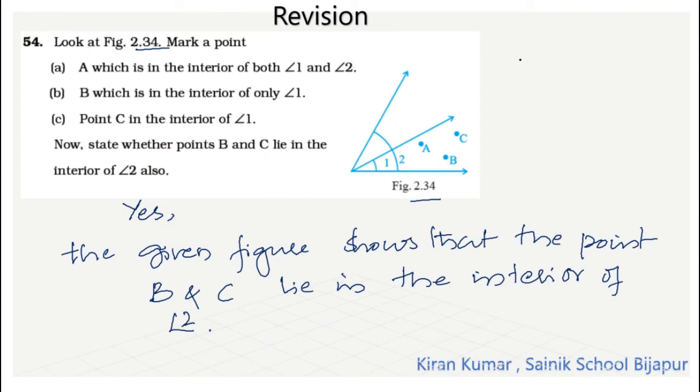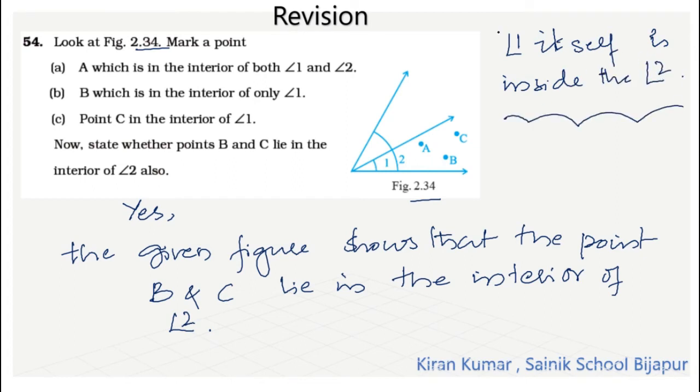Actually speaking, angle 1 itself is inside the angle 2. So it's obvious that whatever the points which are inside angle 1, interior of angle 1, will be the interior of angle 2 also.